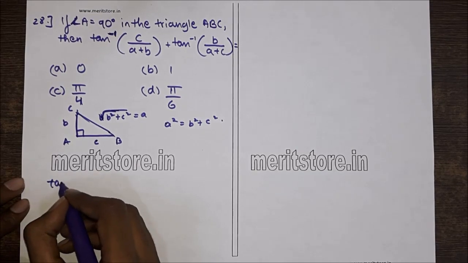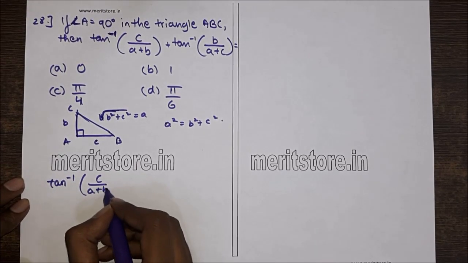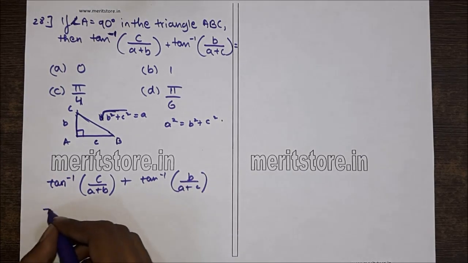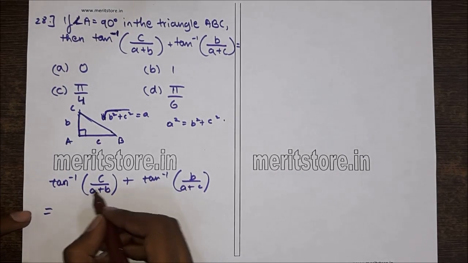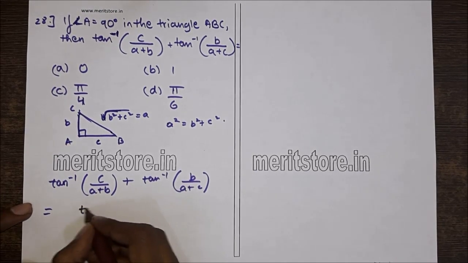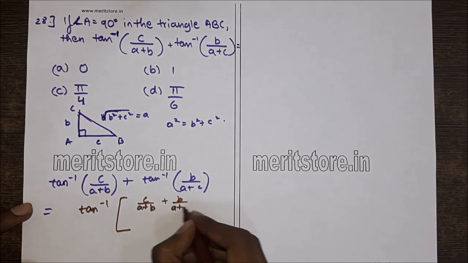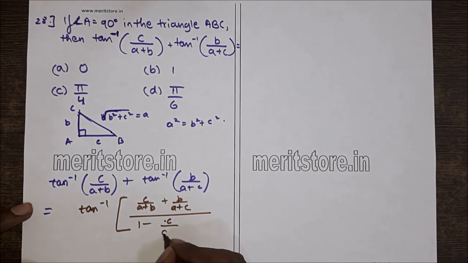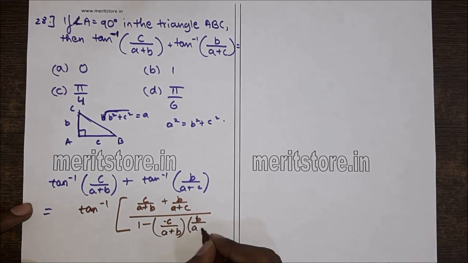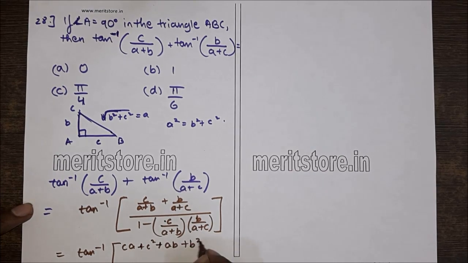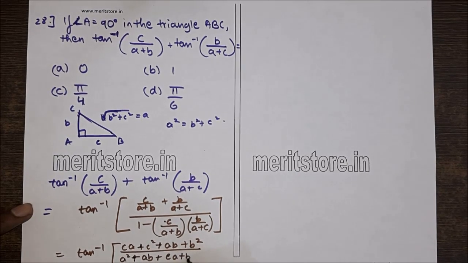Now tan inverse of C by A plus B plus tan inverse of B by A plus C. This is equal to, we apply tan inverse of A plus tan inverse of B formula. So we get tan inverse of C by A plus B plus B by A plus C upon 1 minus C by A plus B into B upon A plus C. This is equal to tan inverse of CA plus C square plus AB plus B square divided by A square plus AB plus CA plus BC minus BC.